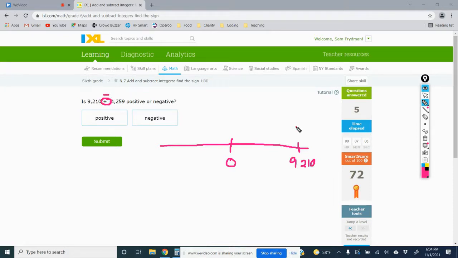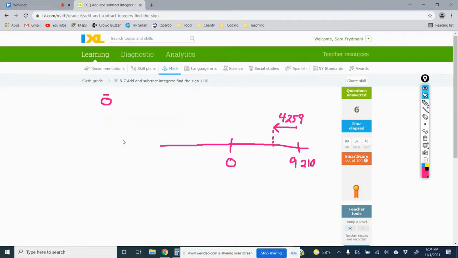So then we're moving to the left by 4,259 spaces. Well, 9,000 and something is larger than 4,000 and something. So if we only move to the left by 4,259 spaces, that's still not enough to put us in negative territory because we started way out here at 9,000 something, and we're only moving 4,000 spaces to the left. So we would still be somewhere in positive territory to the right of 0. So the answer here is going to be positive.